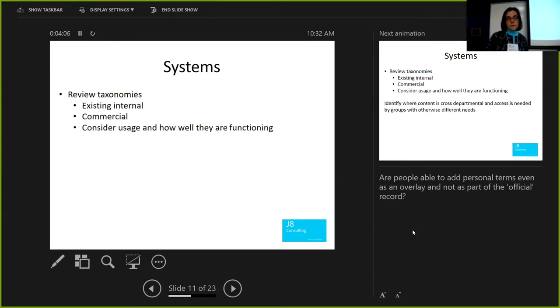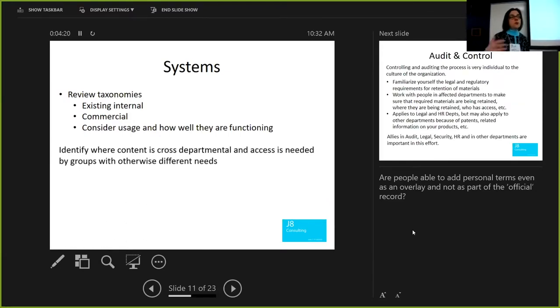Also, taxonomies are really important. What are the internal ones that exist? And it might be just words that people are using. Are there commercial ones that will help? And you have to look at metrics and consider how well they're functioning so that people can find things in search. Also, there's a lot of content that's cross-departmental that people don't consider.